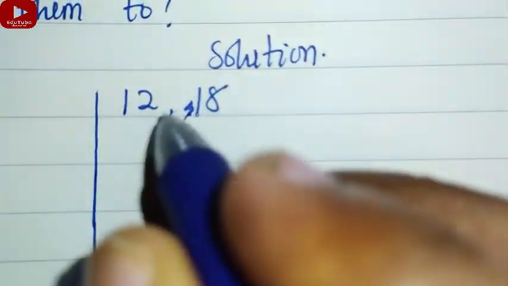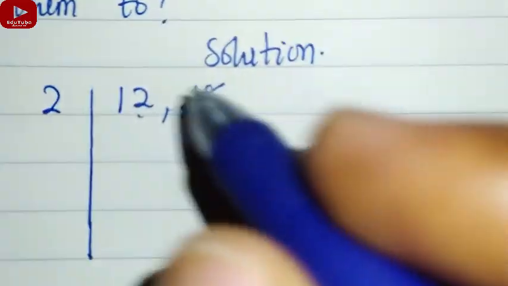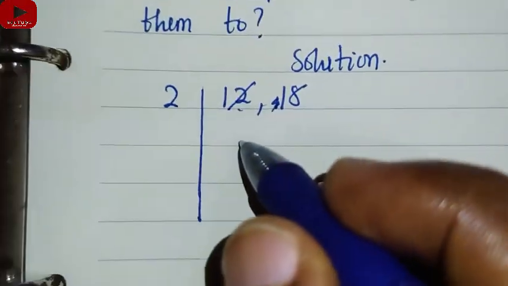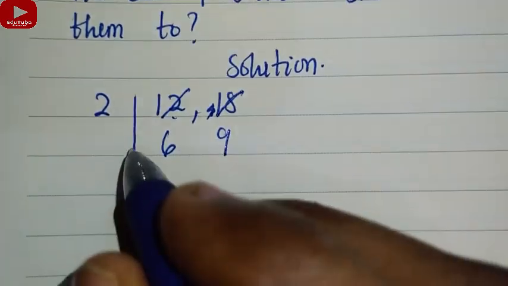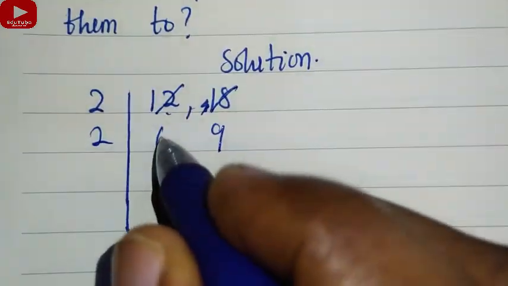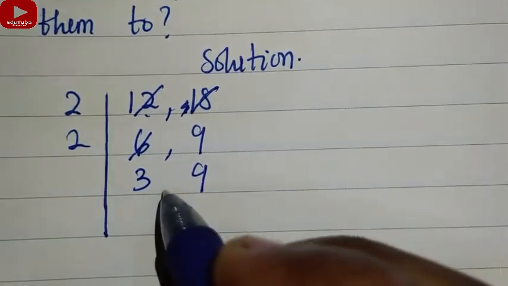So now 12 and 18 have a common prime factor, which is 2. 2 in 12, that will give me 6. And then 2 in 18, that will give me 9. Then 2 can still go in 6. So 2 in 6, that will give me 3. 2 cannot go in 9, so I'm going to bring down 9.